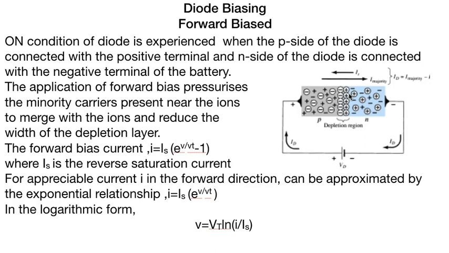Thus, they donate one electron, making themselves donor ions and the other the negative. So they are positive charge and the other is negative charge. So you will find that the negative charge is the majority charge carrier in N-type and the positive charge is the majority charge carrier in the P-type.